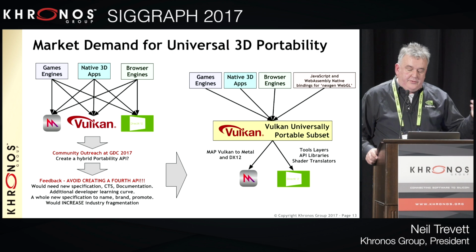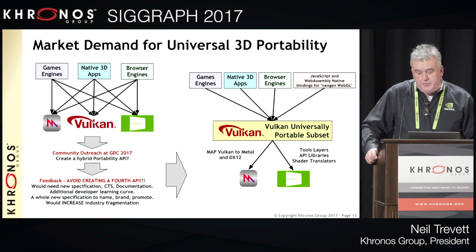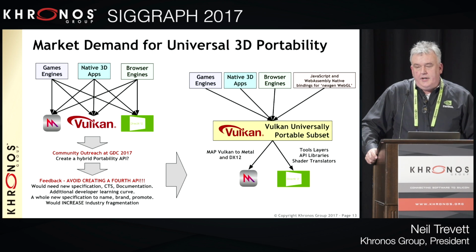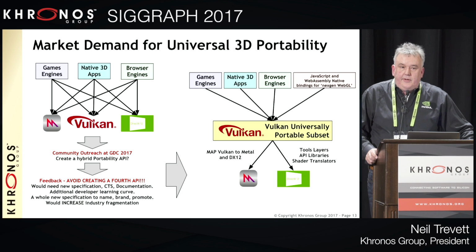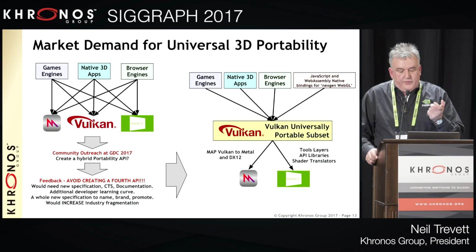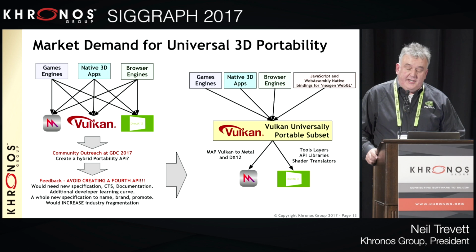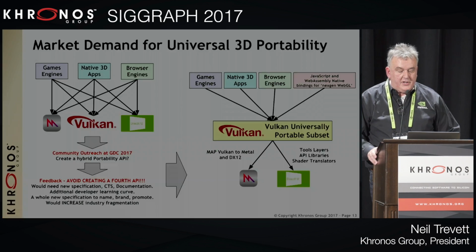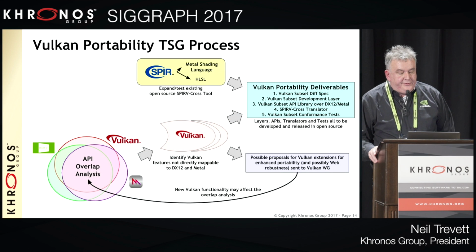So we took that feedback and reconsidered what we were going to do, and we came up with the idea of defining a subset of Vulkan that can run everywhere. So we have the game engines, native apps. If they could write to this subset of Vulkan, it can be directly and efficiently mapped to the underlying APIs on systems like Metal and DX12. So that's the process that we're in now.